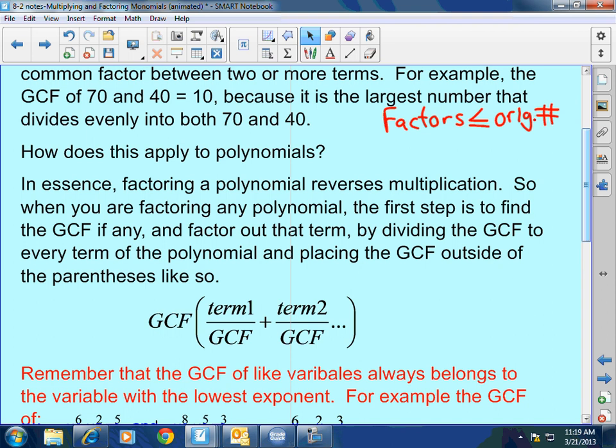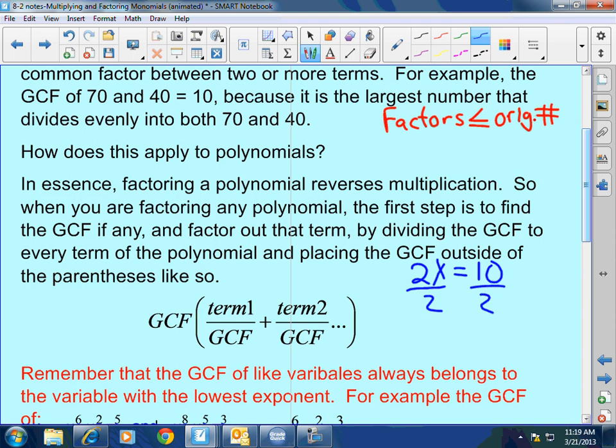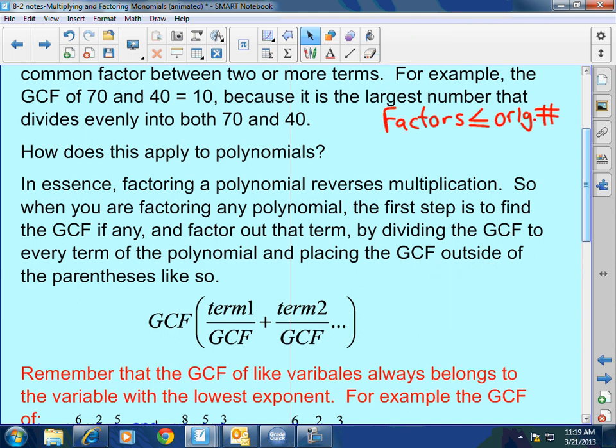Do you guys remember when we were solving equations like 2x equals 10? What's the relationship between the 2 and the x? They're being multiplied. How do you cancel multiplication? Okay, so when you divide, you're reversing multiplication, right? Same concept here for when you're factoring out a monomial or a GCF. The factoring of a polynomial reverses multiplication.